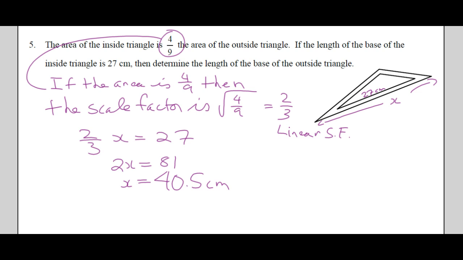Okay, and then we could just work that out to say 2/3 of some number is 27. And that number is 40.5.